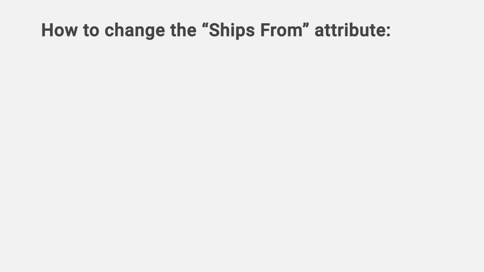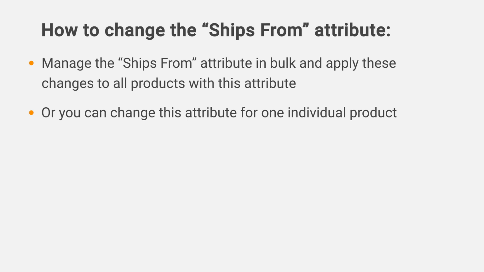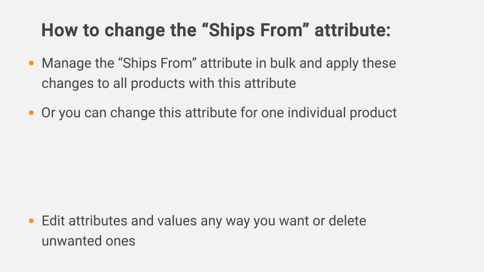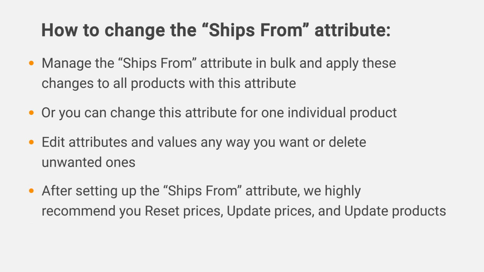Let's do a quick overview of what you need to do to change the ships from attribute, and make sure prices and variations on your site stay correct. Manage the ships from attribute in bulk, and apply these changes to all products with this attribute. Or you can change this attribute for one individual product. Edit attributes and values any way you want or delete unwanted ones. After setting up the ships from attribute, we highly recommend you reset prices, and update products.